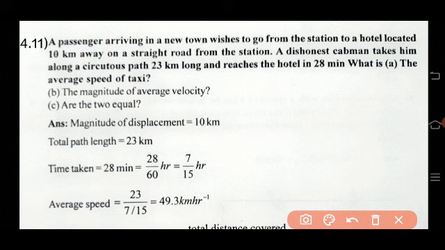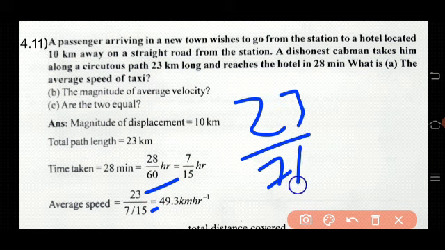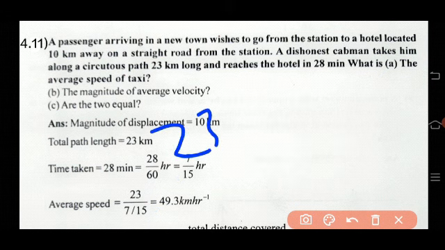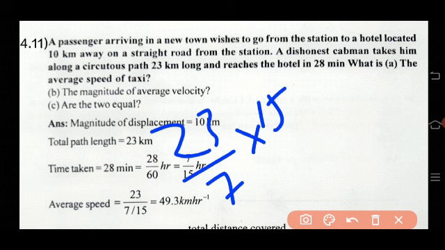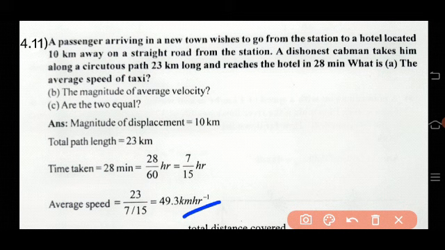Now what is average speed? The total path length by total time taken. So when you divide, 23 by 7 by 15, or you can write it like 23 by 7 into 15, you will get 49.3 kilometer per hour. So this is the answer for the first question: the average speed.